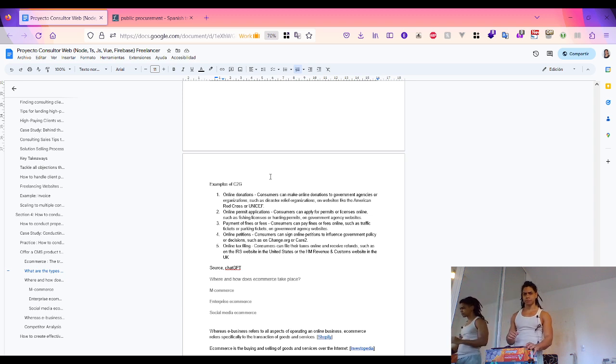So examples of consumer to government, whether it is tax payment portals, online donations, online petitions, permits and licensing, payment of fines or fees, and online tax filing.